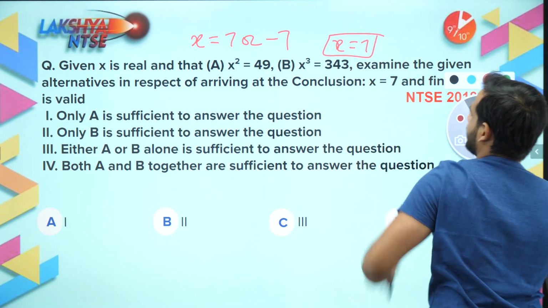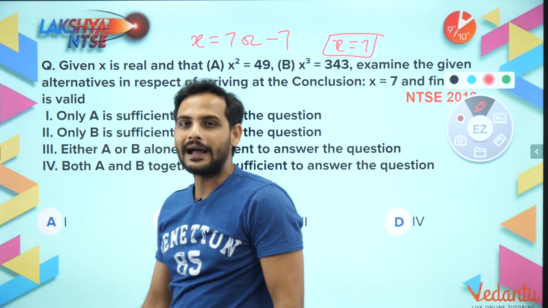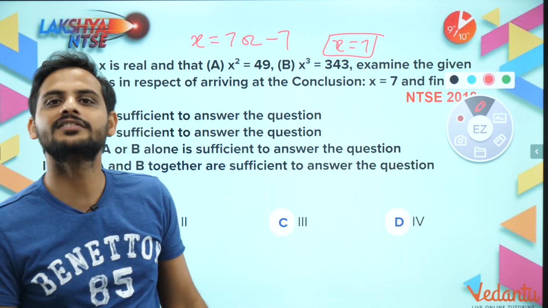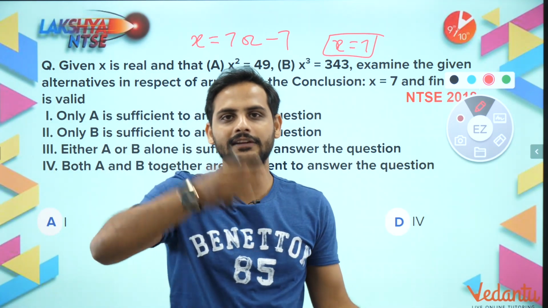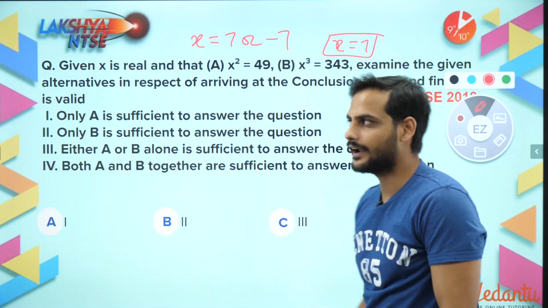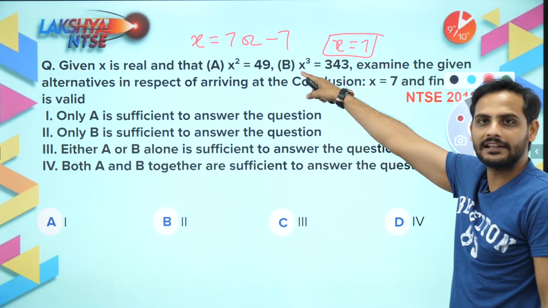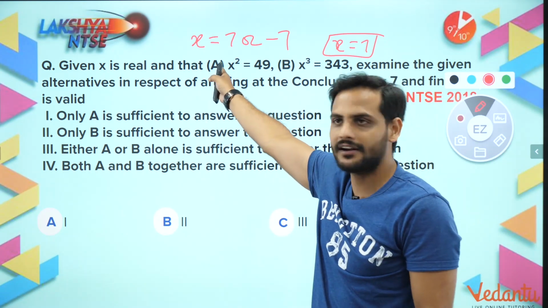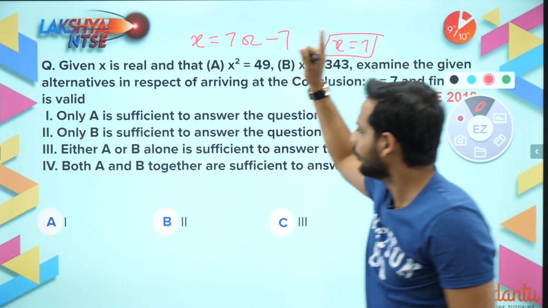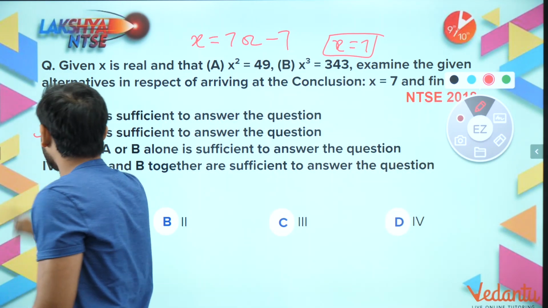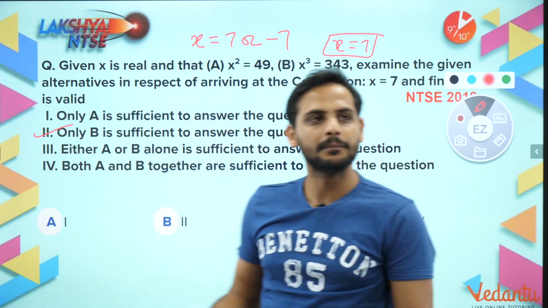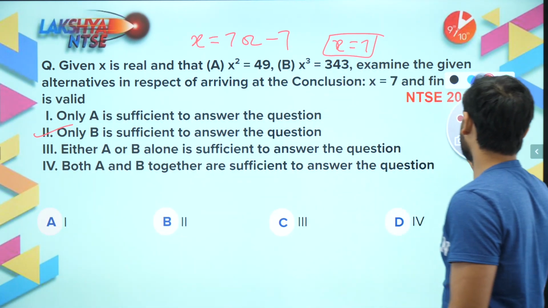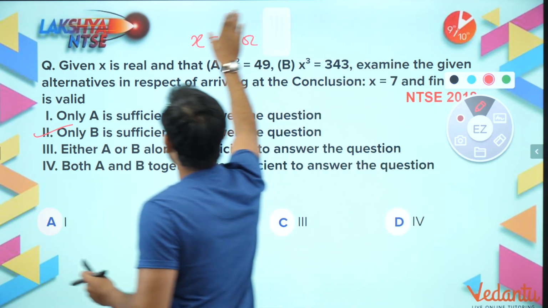It cannot be minus 7, because if it is minus 7, the cube will be minus 343, right? Negative into negative into negative is negative, correct? So the second statement, B only, can tell me that the answer is 7. I don't require information A. So what I will say, only B is sufficient to answer the question. Okay, let's move to the next question.